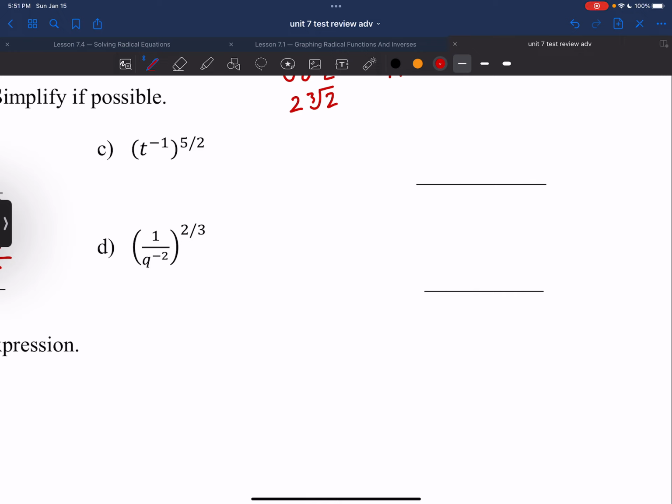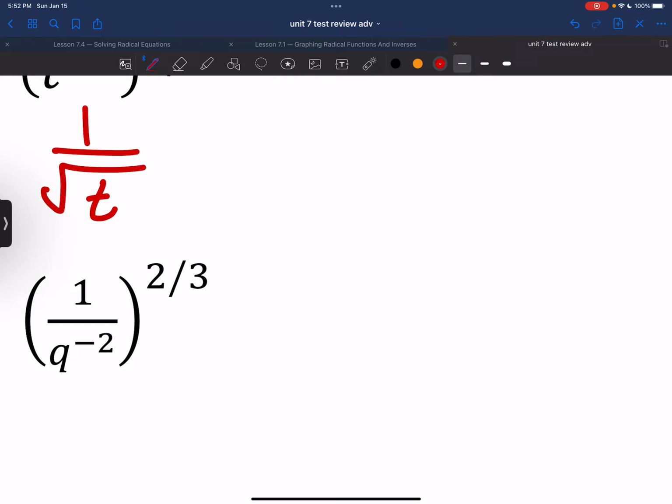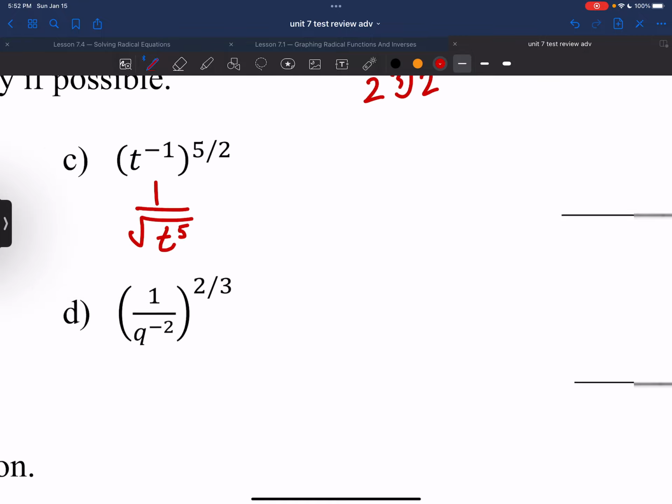Okay, so this one, option C, t to the negative 1 tells you it goes in the bottom. So it's really going to be t to the 5/2 in the bottom. So it's 1 over, the denominator is 2, so it's a square root of t to the 5th. Okay, so you could write that, 1 over square root t to the 5th. Except that's probably what I meant by simplify, because you can pull some stuff out.